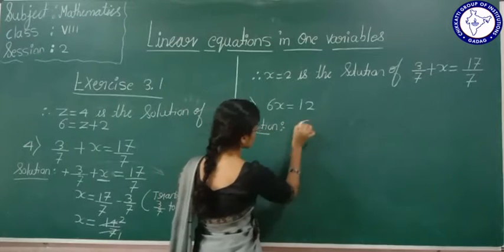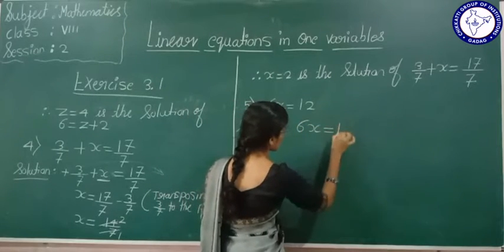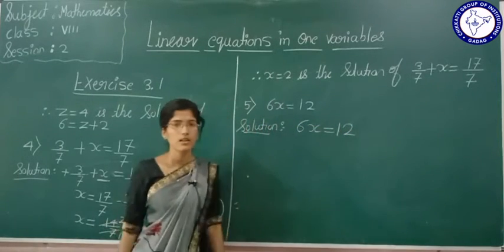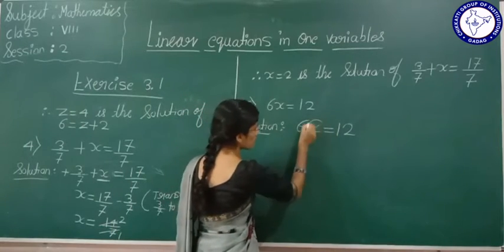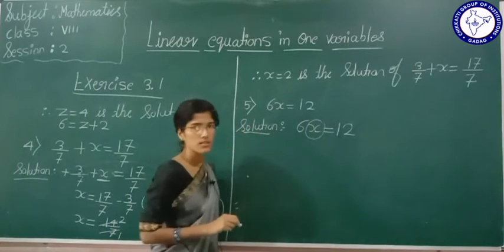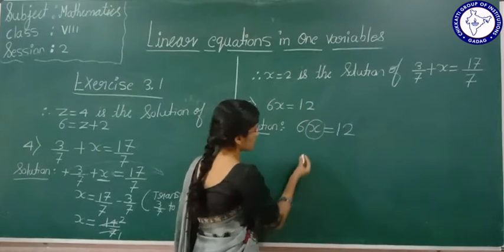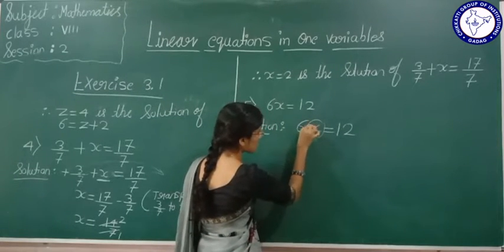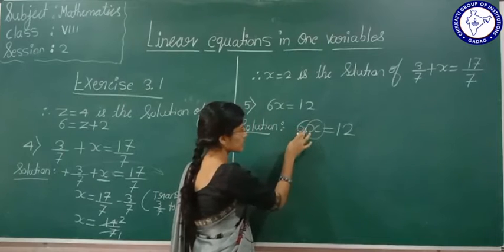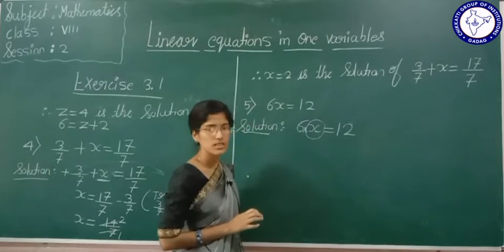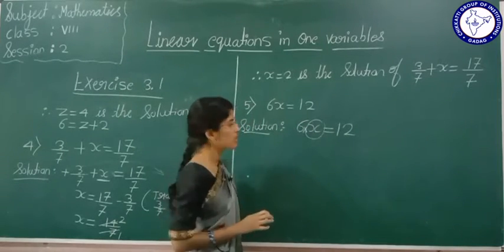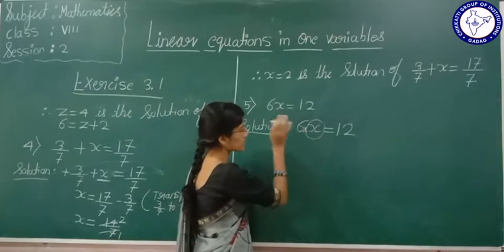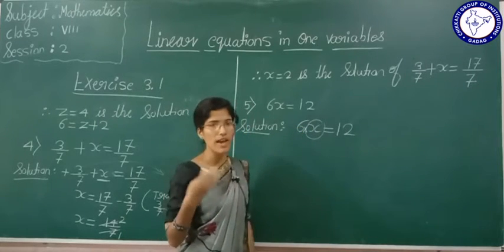So the given equation is 6x is equal to 12. Now here I want to know the value of x. This can be written as 6 multiplied by x, because when nothing is there, it means multiplication. 6 times x it is. Now I don't want this 6, so I want to vanish that 6.